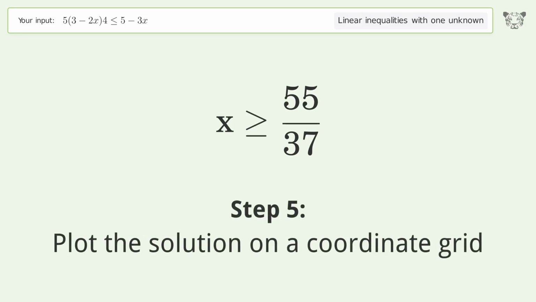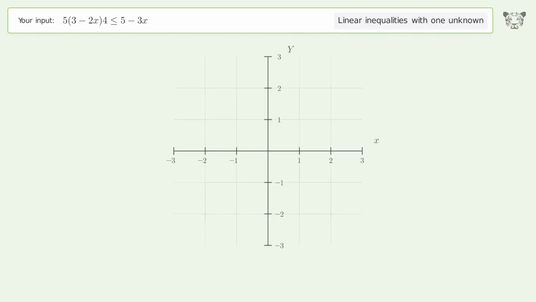Plot the solution on a coordinate grid. And so the final result is x equal or greater than 55 over 37 equal or greater than 118 over 37.